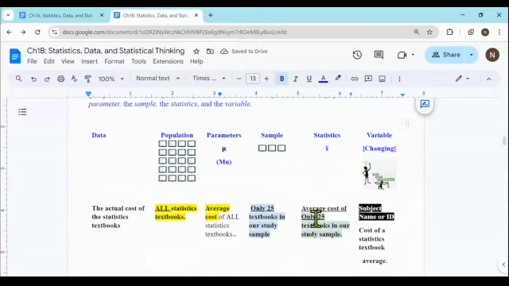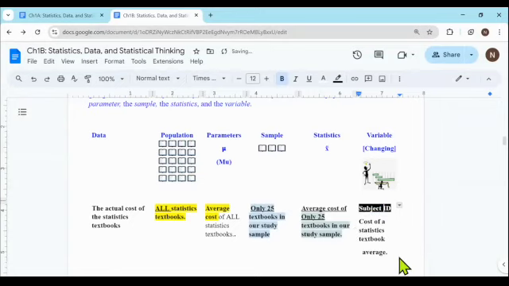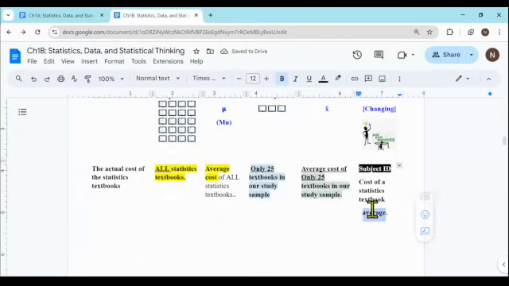And what is the statistic? The average of the 25. Only the 25, right? Statistics books. What is the variable? The price of the statistics books. Yes, you have to give it an ID, correct? So I can just make it a subject ID, cost of the statistics textbook, and then you have the average.